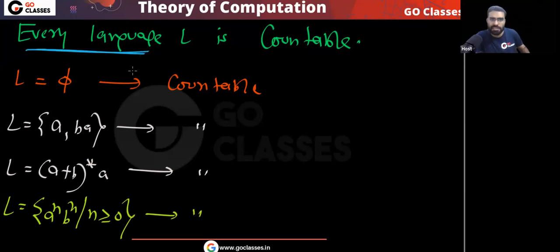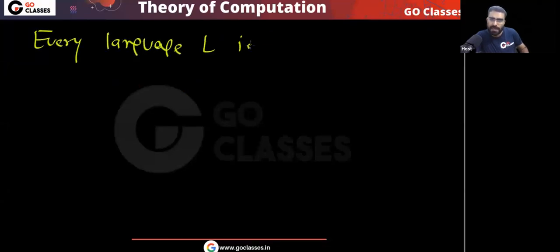Remember, every language is countable. You can take whatever language you want, that is countable. Why? Because what is the definition of language? Every language is a subset of sigma star, that you already know. Every language L is a subset of sigma star, that we already know. This is the definition of language.